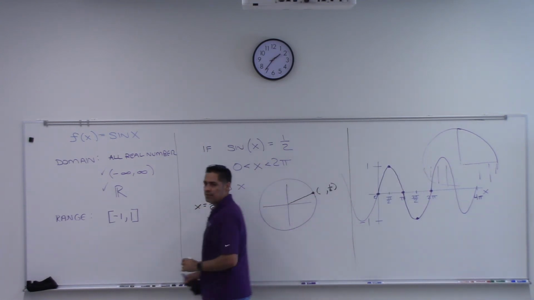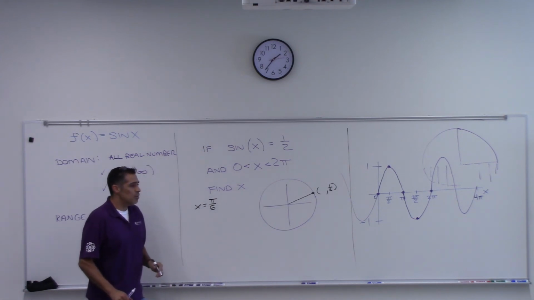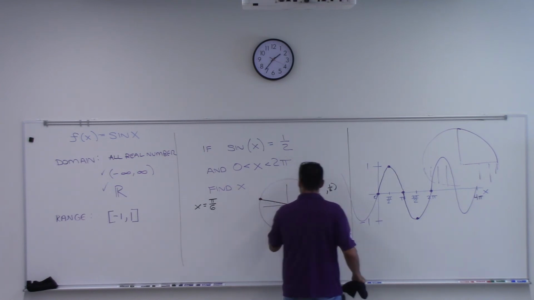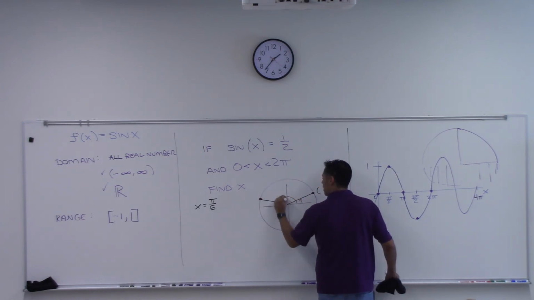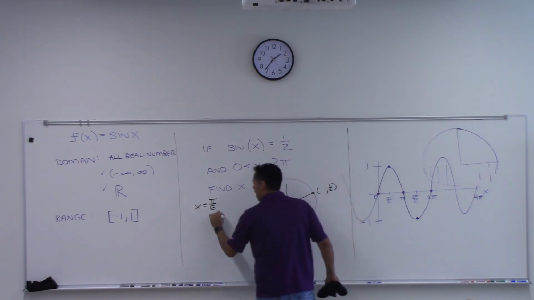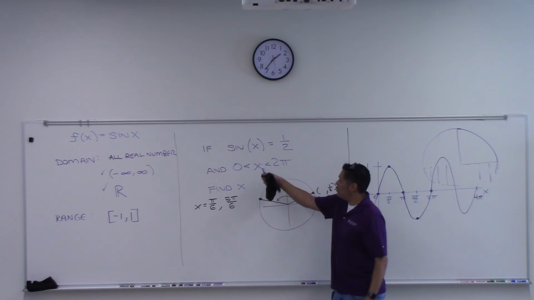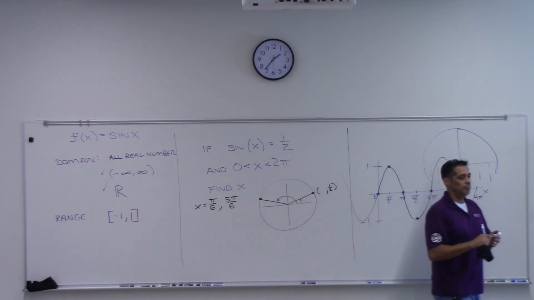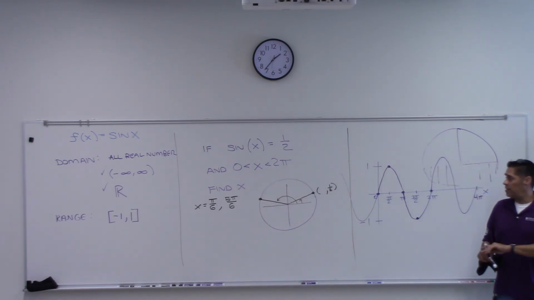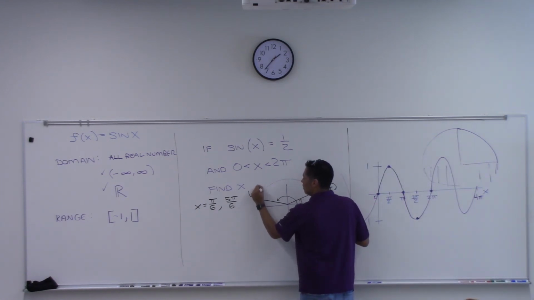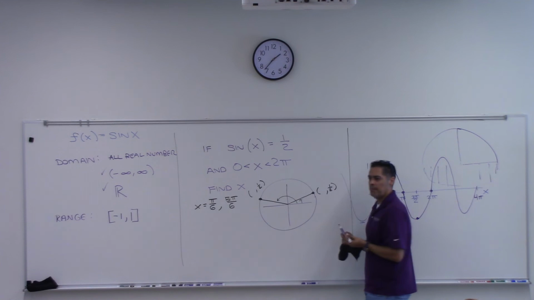But is that the only answer? No. There's another one where? 5 pi over 6 over here. So this right here is pi over 6, and this right here is 5 pi over 6. That would be a second answer. Are there any other answers between 0 and 2 pi? No, there's no other places where your y coordinate is 1/2 other than those 2 points. Make sense?